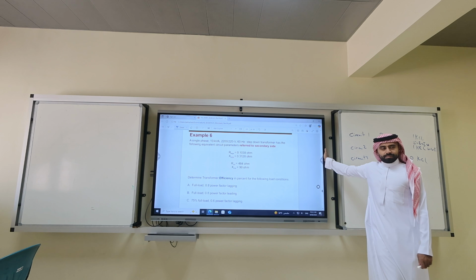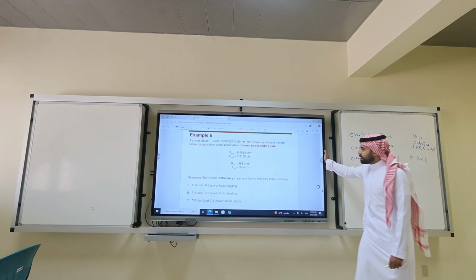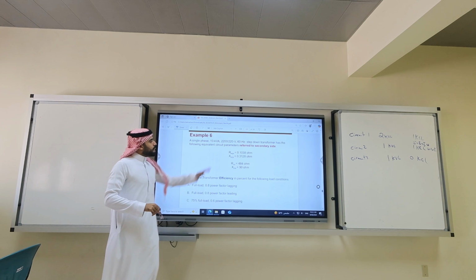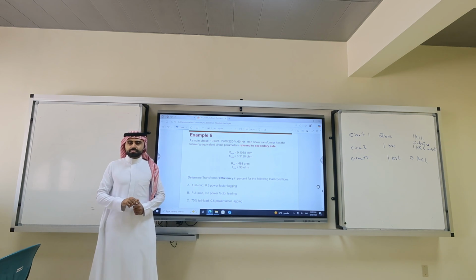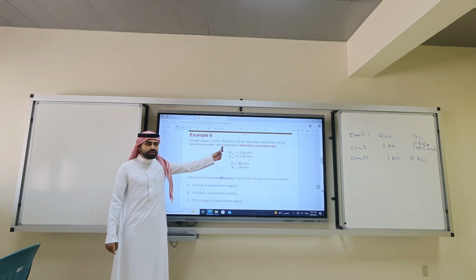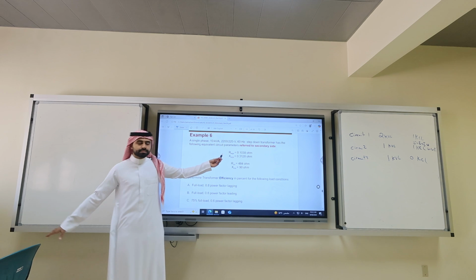Let's look at this example. Example 6. Is this a single phase or 3 phase? Single. So did we see a 3-phase transformer or not yet? Not yet. So this is a single phase, 10 kVA. Is it a step up or step down? Is this line to line? Correct. For single phase, don't bring the word line to line. No need. It doesn't exist because we only have one line.